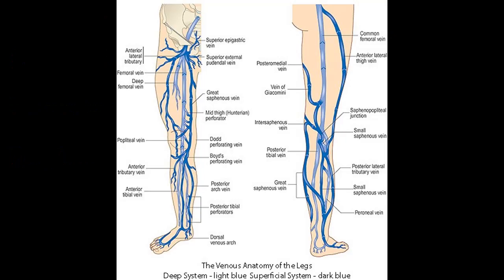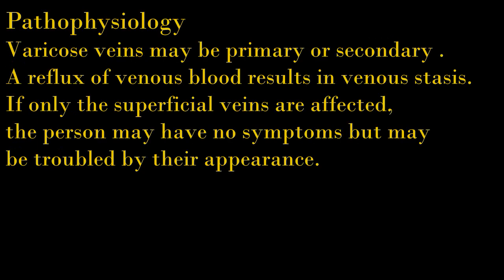So it will be presented on the screen: the venous anatomy of the legs. In the presentation, the light blue is the deep system, and the dark blue is the superficial system. Pathophysiology. Varicose veins may be primary, without involvement of the deep veins, or secondary, resulting from the obstruction of deep veins. A reflux of venous blood results in venous stasis. If only the superficial veins are affected, the person may have no symptoms but may be troubled by their appearance.